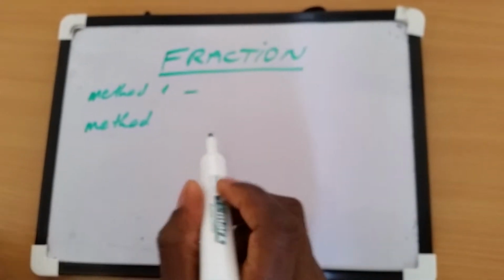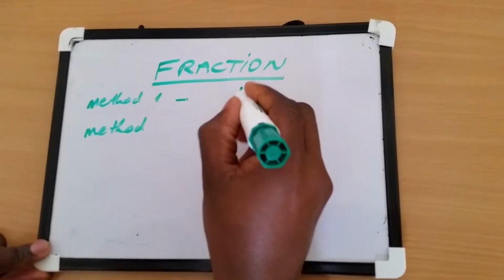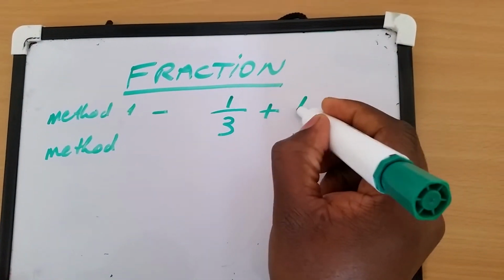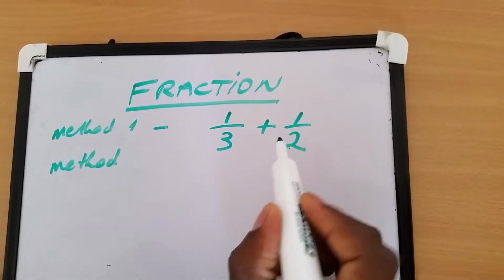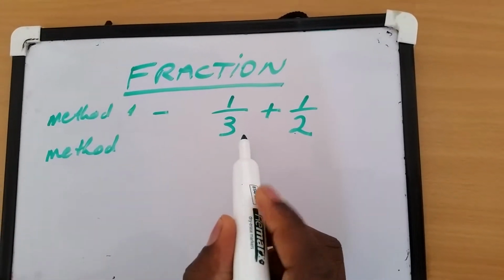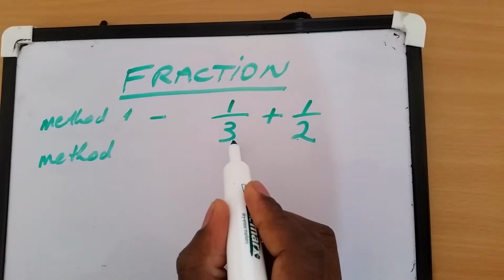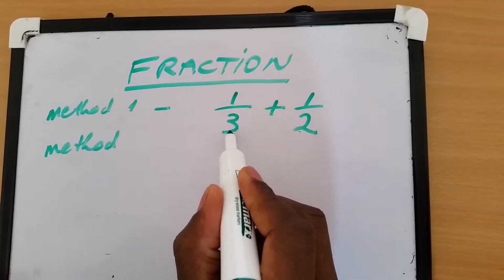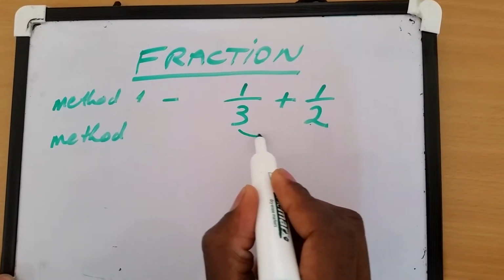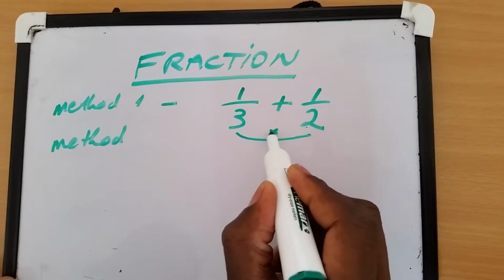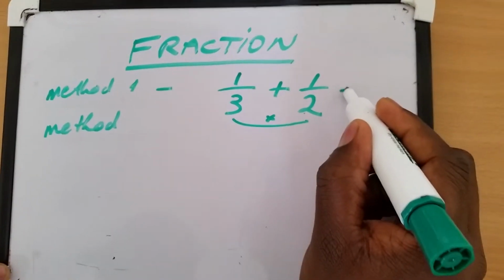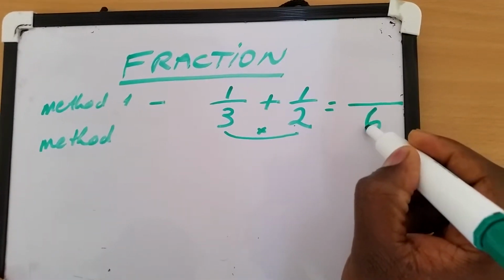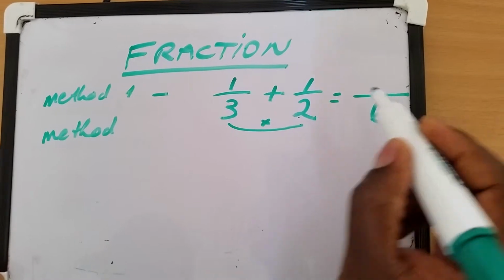In adding fractions, if we have 1 over 3 added to 1 over 2, then using method 1, what we can do is multiply the two denominators, which is 3 times 2, equal to 6. That gives us our new denominator.